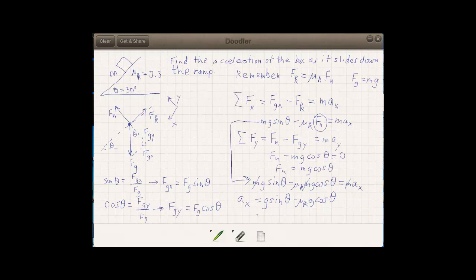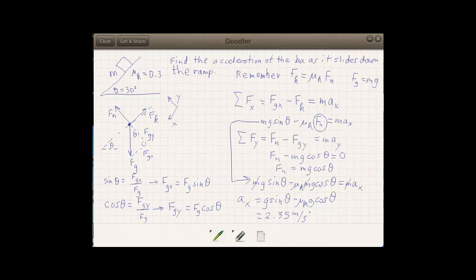I'll let you plug the numbers in, but if you plug in 9.8 for g and you plug in 0.3 for the coefficient of kinetic friction, you get the answer of 2.35 meters per second squared.